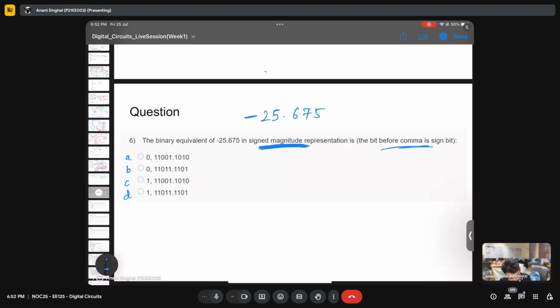A and B will be eliminated. Yeah, A and B cannot be the answer, because they are positive and we have a negative sign bit. So the sign bit would always be 1. Now try to solve the problem, and let me give you 2 to 3 minutes. Write your answers in the chat box.